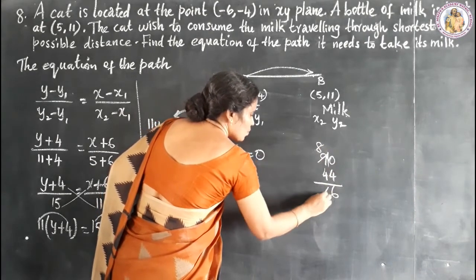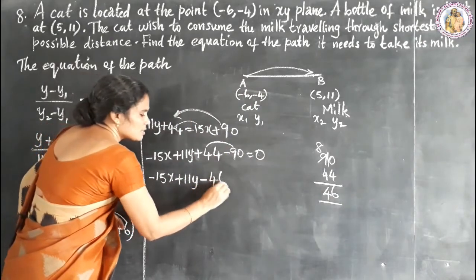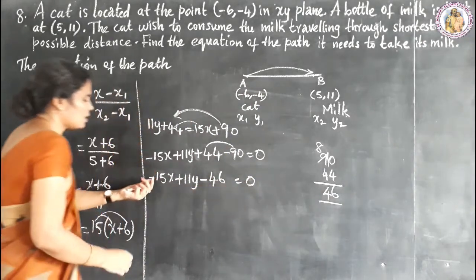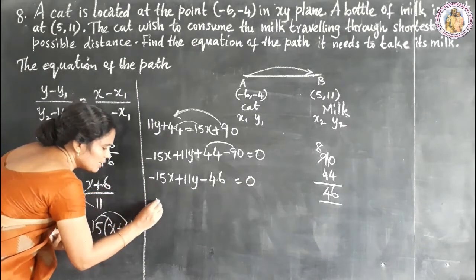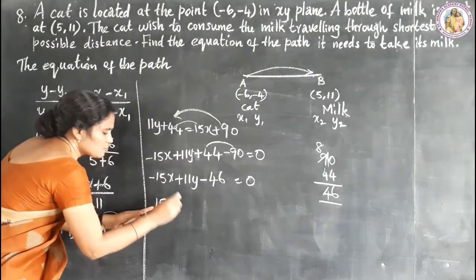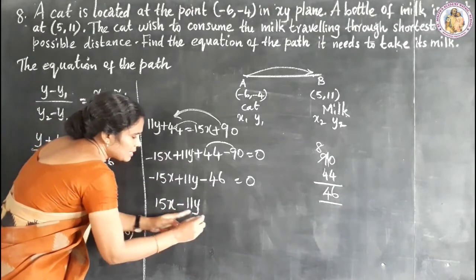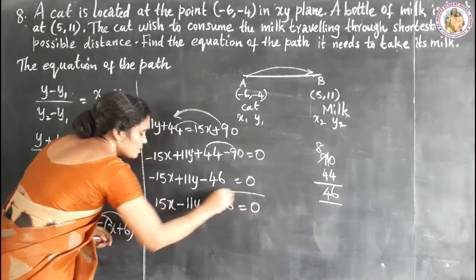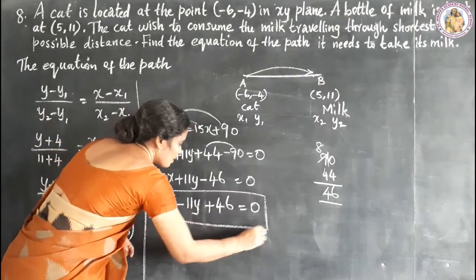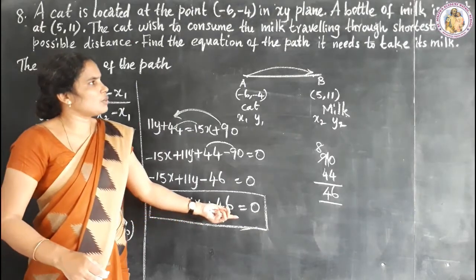and 44 minus 90 is minus 46, equal to 0. Now here we have a negative sign before x. To remove that, multiply by minus 1, so the terms become 15x minus 11y plus 46 is equal to 0. So the cat has to move along the path 15x minus 11y plus 46 is equal to 0 to reach its milk.